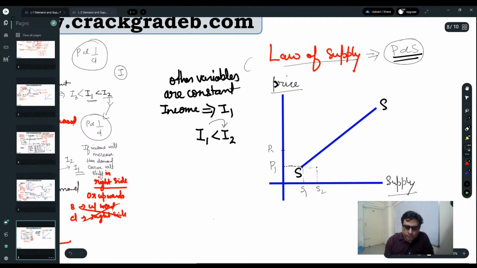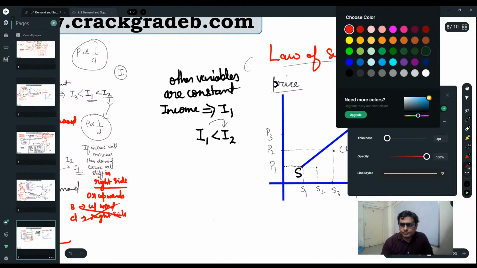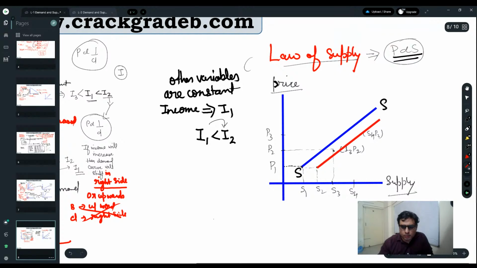Now if we increase the price from P1 to P2, supply is definitely going to increase as per the law of supply. So from S2 it will go to S3, and we get the new point on the curve here, S3 P2. Every time we increase the price, supply is going to increase, and in this manner S4 P3. So all the supply curve points are going to shift in this direction, and we will get the curve in this manner.